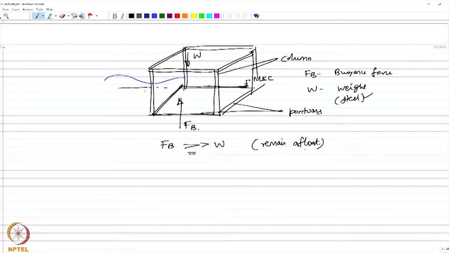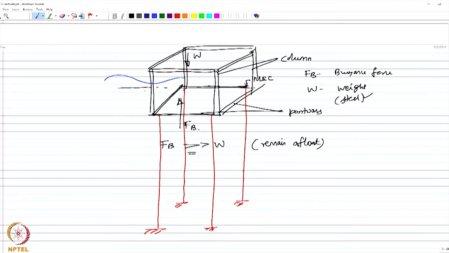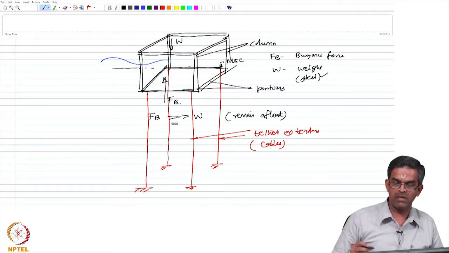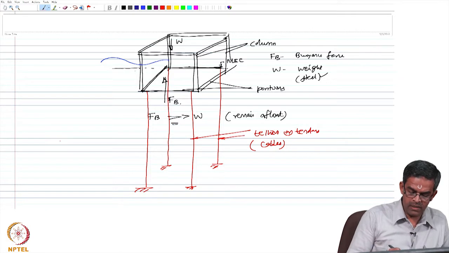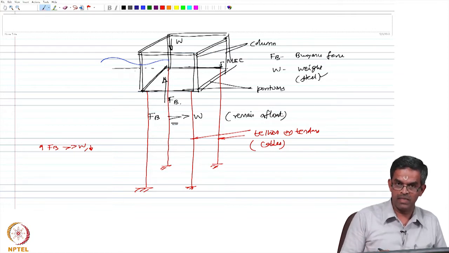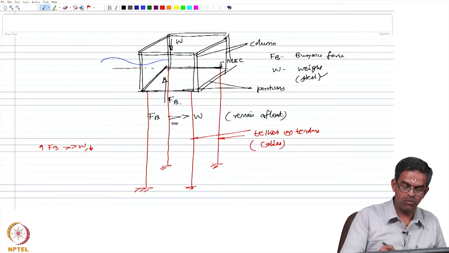These are essentially done by cables or tethers which are anchored to the seabed, shown in red color now. So, these tethers are connected from the pontoons and column members to the seabed. They are called tethers or tendons. Essentially, they are wire-like structures which are cables. Now, since buoyancy exceeds the weight by a large value, buoyancy is acting upward, weight is acting downward, the upward force is more, the downward force is lesser. So, the body has a tendency to move up, is it not?